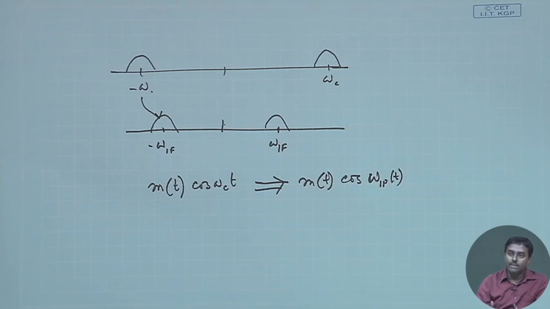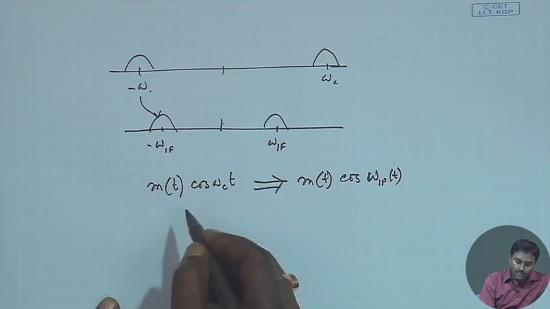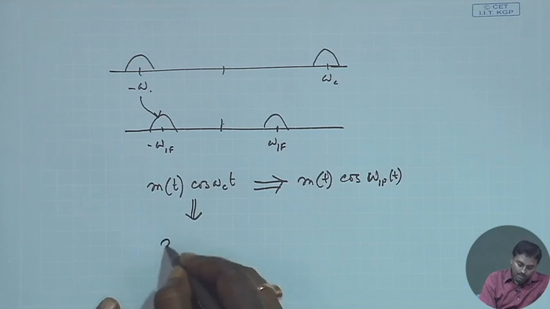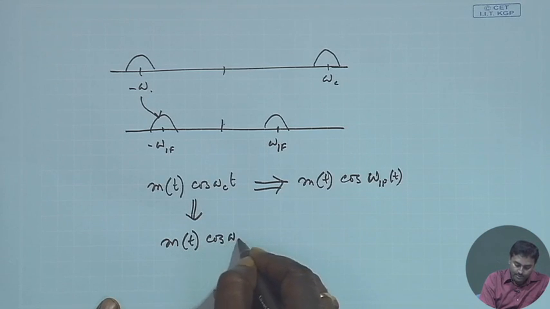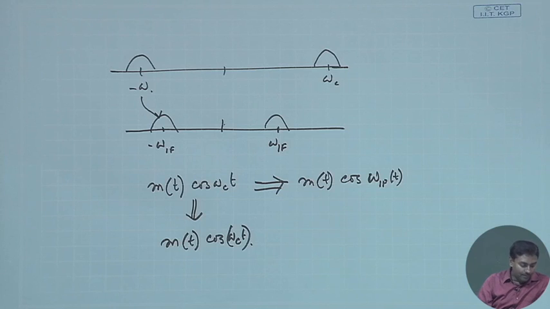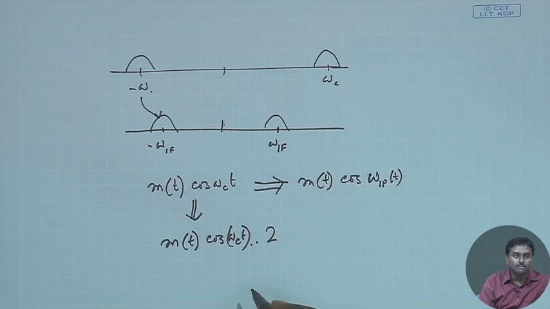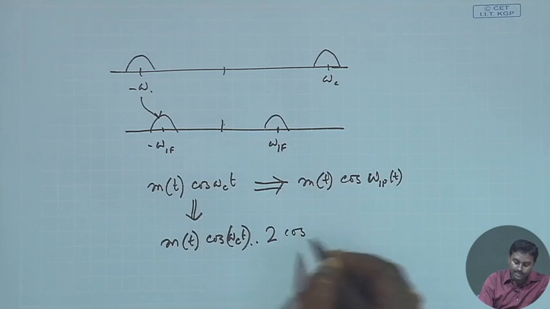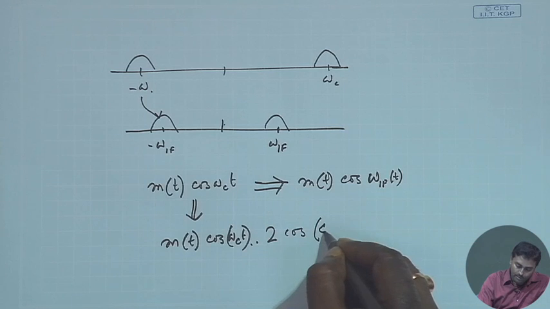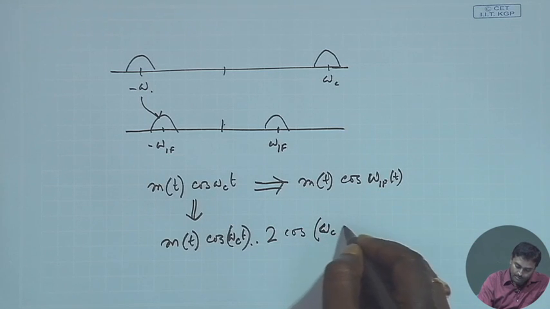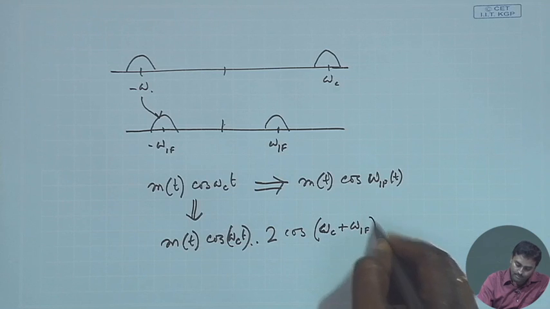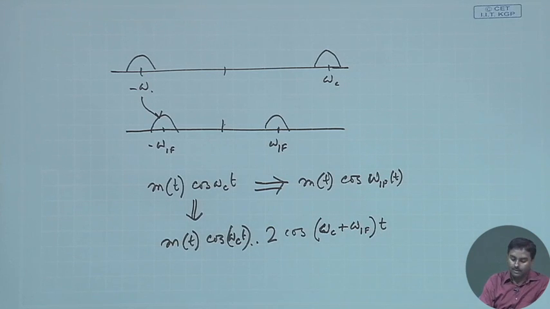Now, this is something which can be done almost equivalently with a similar modulation technique. Suppose this is something I am receiving. Whatever I am receiving, cos omega c t, I will actually multiply this by 2, you will see why I am taking 2, but I just have to multiply it with something called cos (omega c plus omega if) t. So, this is all that I will have to do.